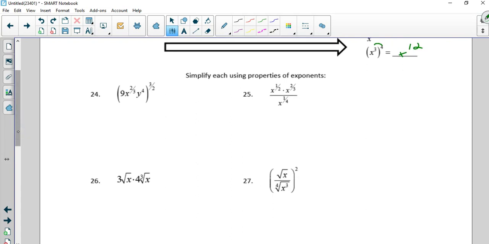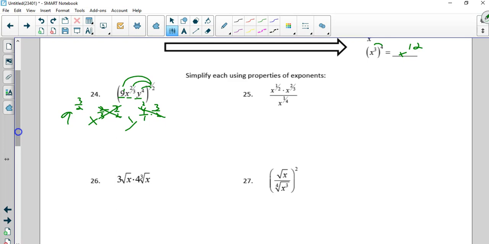So here we actually have three things. We have the 9, the x, and the y. And the 3 halves is going to get sent to each of those, because this really has a 1 there. So we're going to get 9 to the 3 halves, x, we're going to have the 2/3 times the 3 halves, which, think about it, reciprocals cancel. And then we're going to have y to the 4, which is 4 over 1 times 3 halves. So you can do 4 times 3 divided by 2, or just cancel. Either way, you get 6.